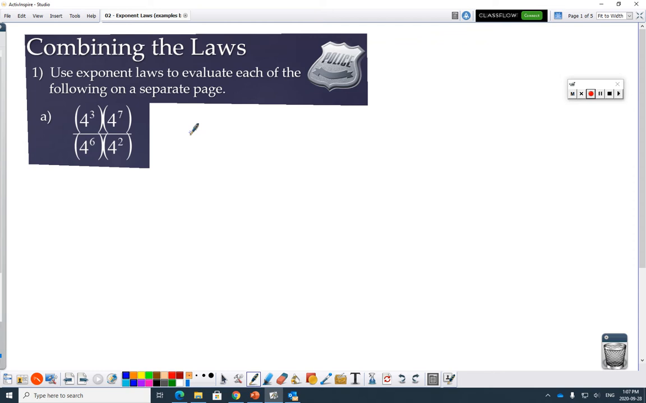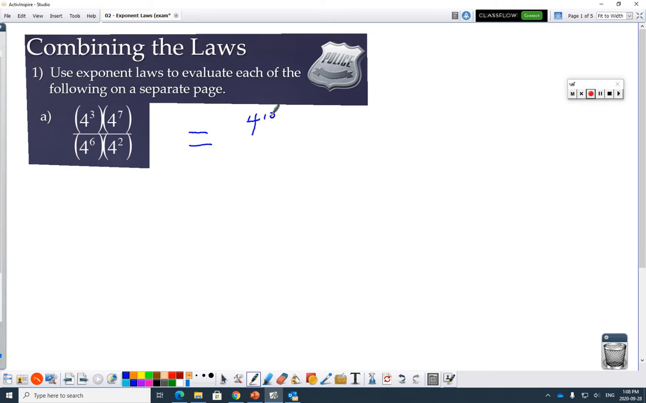So the idea is I look at the situation and see what exponent laws I can use. I think once you do a few of them, it'll be obvious which exponent laws to use in which situation. For instance, it helps to cover up part of the question. You just literally look and go, okay, I'm only going to look at the numerator. 4 to the power 3, 4 to the power 7. That's multiplication. When I multiply, what do I do with the two exponents? So the top becomes 4 to the power 10.